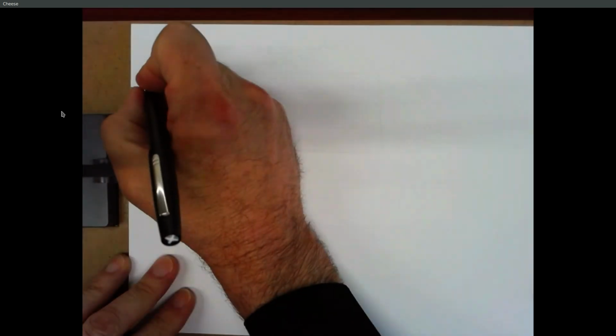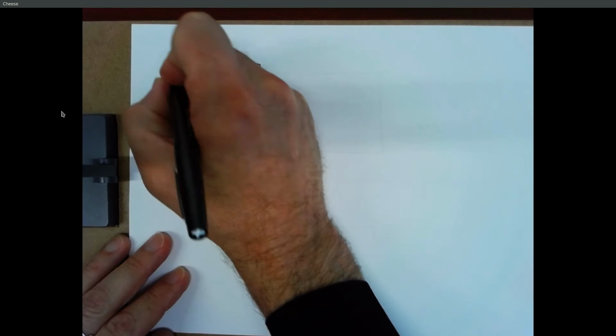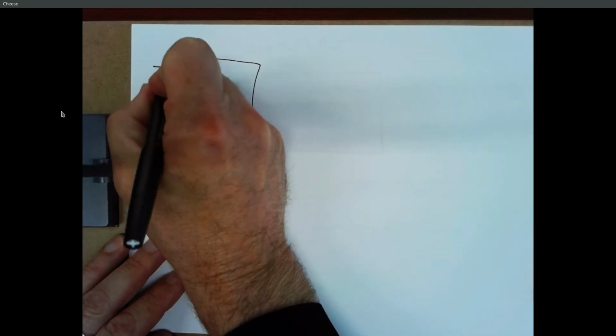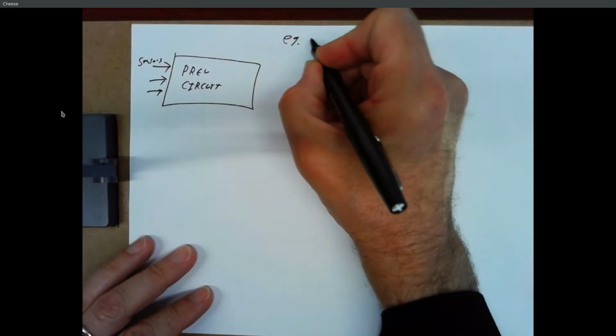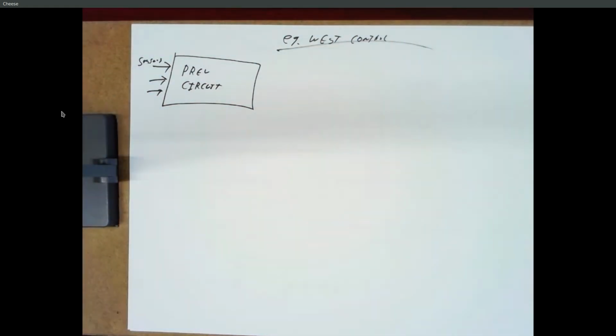So in your previous traffic light version, you were generating a red light or a green light. Let's think of this as a go signal. Here's your previous circuit, and it's got inputs from sensors. And let's just look at one lane. It's going to be exactly the same circuit for every lane. So let's just look at, for example, west control. It's going to be the same for south, it's going to be the same for east.